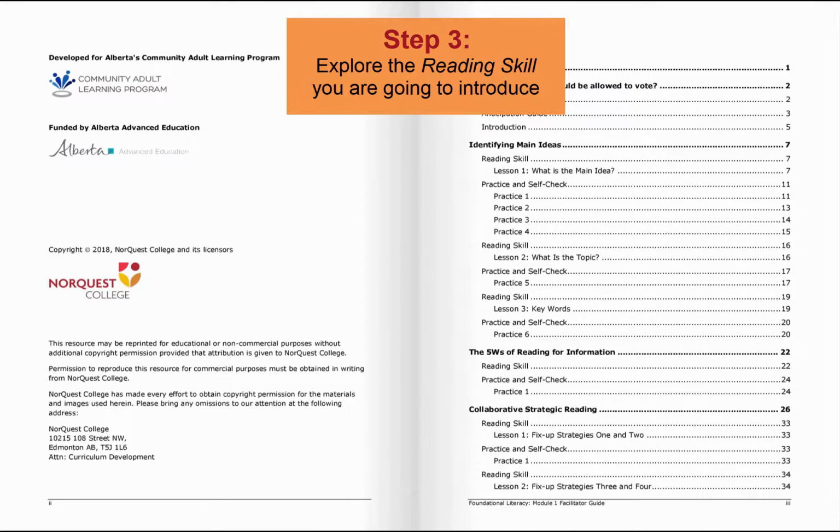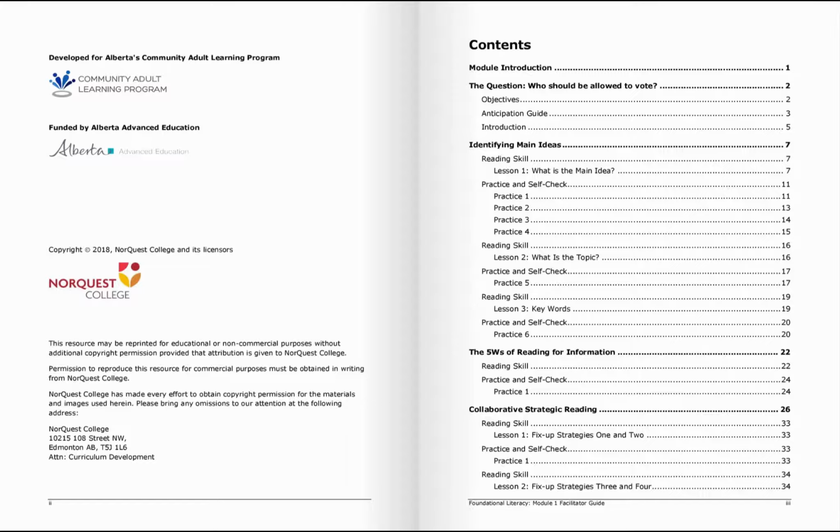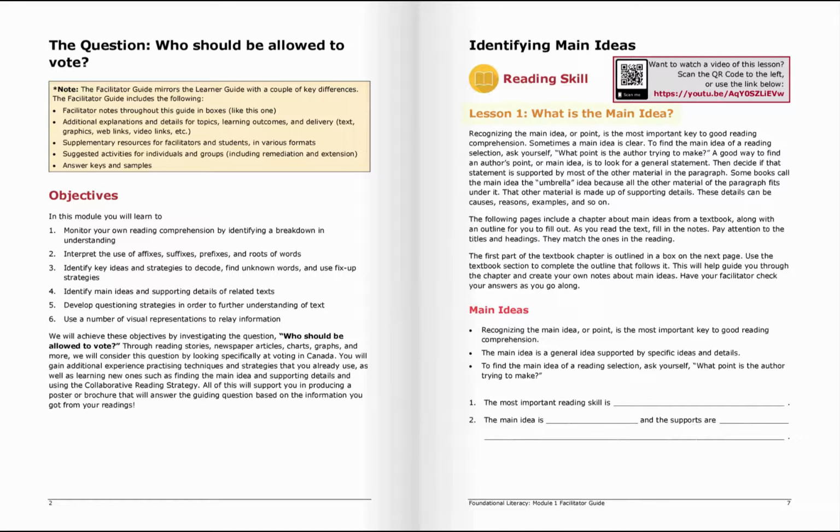Step 3. Explore the reading skill you are going to introduce. Some skills can be covered in one lesson, while others are broken down into more manageable chunks. For example, the reading skill of the 5 W's of reading for information is comprised of a single lesson, while the reading skill of identifying main ideas is broken into 3 lessons. What is the main idea? What is the topic? And keywords. Generally, approach each reading skill one lesson at a time. Let's look at preparing the first lesson in identifying main ideas.